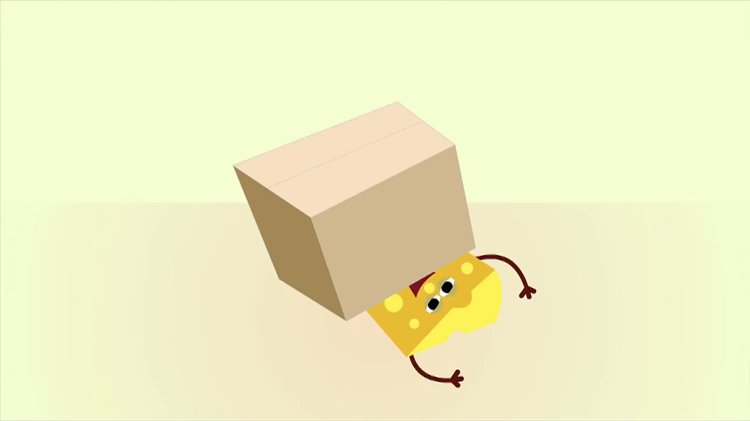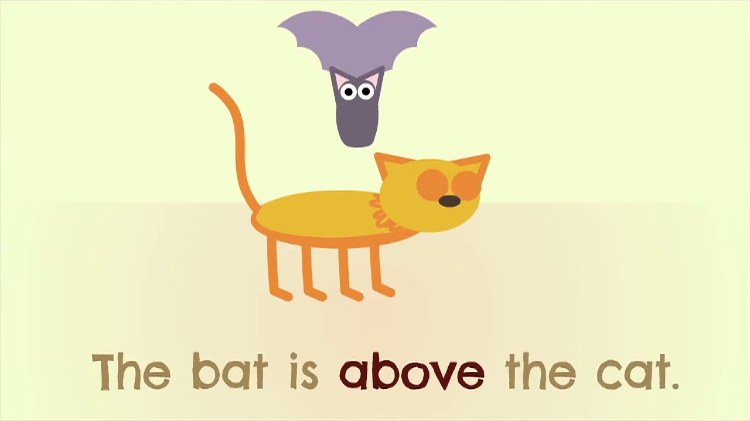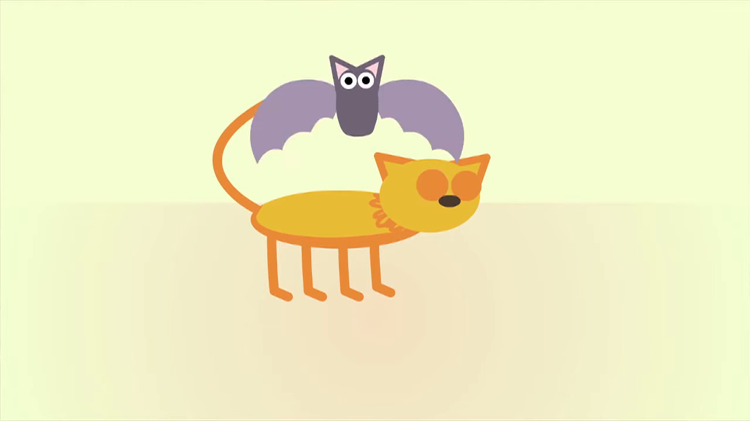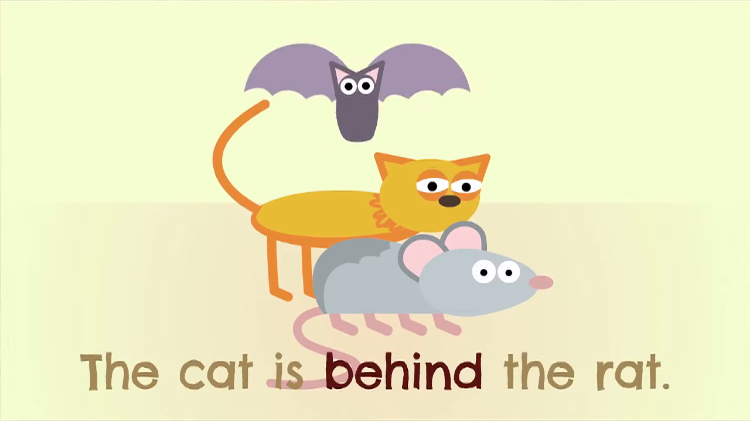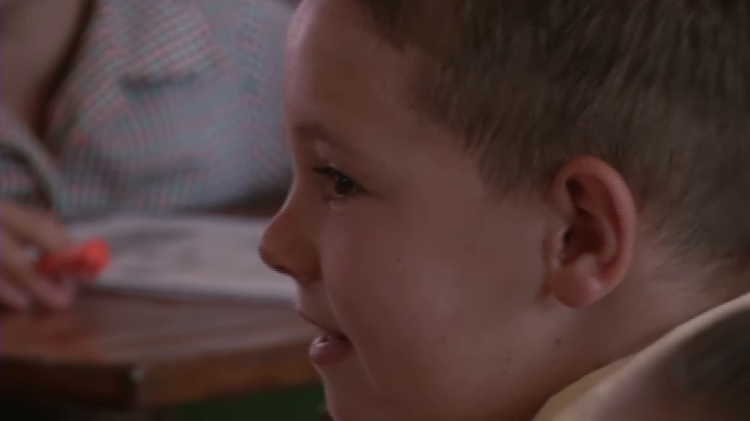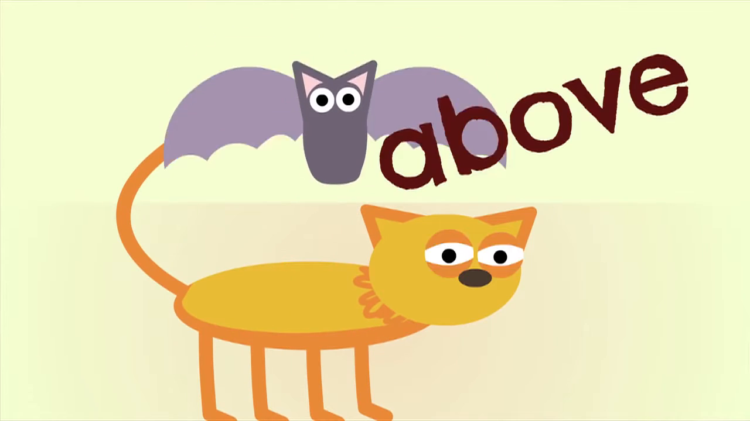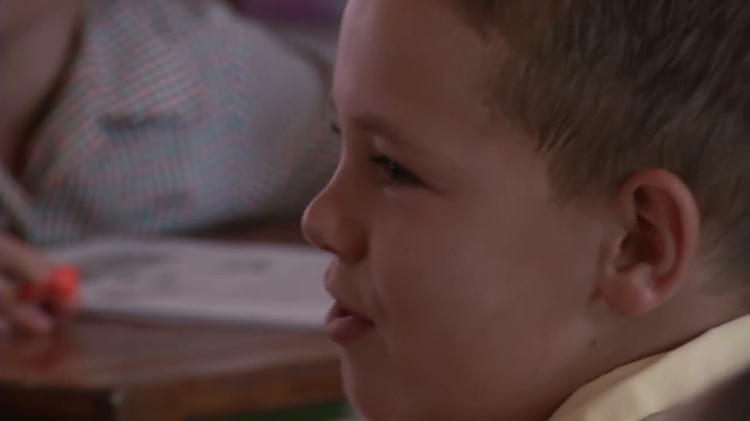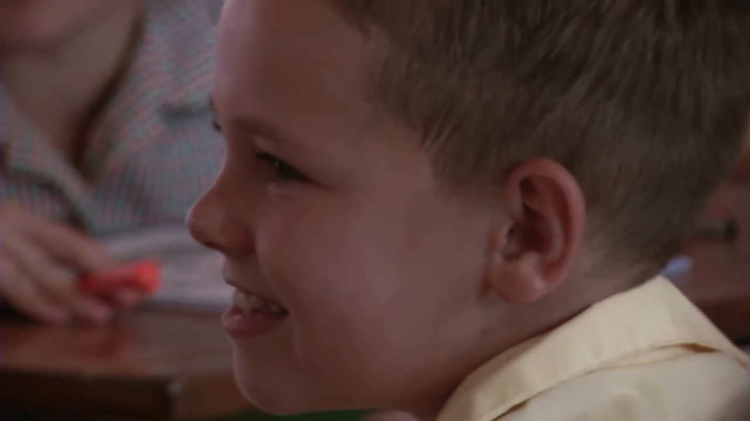Above, below, in front of, behind. Above, below, in front of, behind. Keep on listening to the rhyme about above, below, in front of, behind. Now the bat is above the cat, just like the cat is below the bat. And the rat is now in front of the cat, just like the cat is behind the rat. Let's sing that one more time, but this time you sing with me. Now the bat is above the cat, just like the cat is below the bat. And the rat is now in front of the cat, just like the cat is behind the rat.